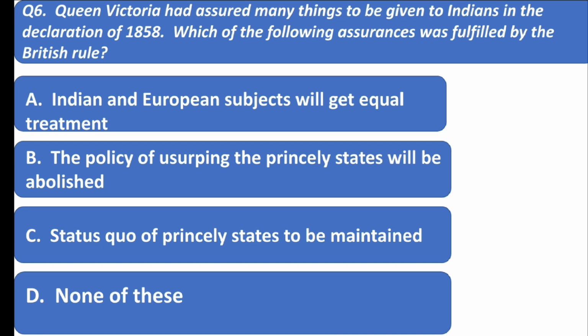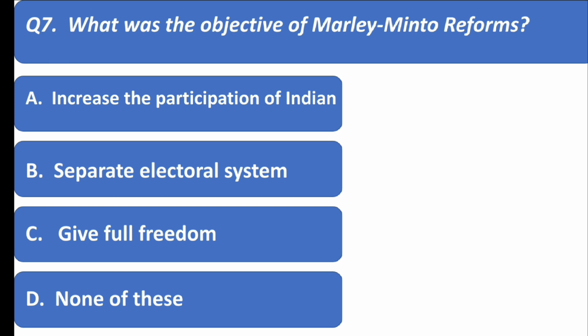Queen Victoria had assured many things to be given to Indians in the Declaration of 1858. Which of the following assurances was fulfilled by the British rule? Answer is option C. Status quo of princely states to be maintained. What was the objective of Marley-Minto reforms? Answer is option B. Separate electoral system.